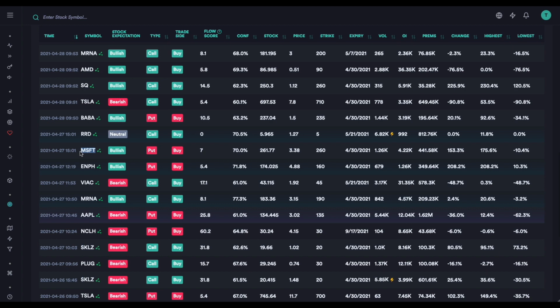Let's move to the alert now and see how we could have benefited from it, because the price action tool says that the price action is bullish, but the options flow tool is telling us to buy a put. Why is that? I'll explain in a minute.